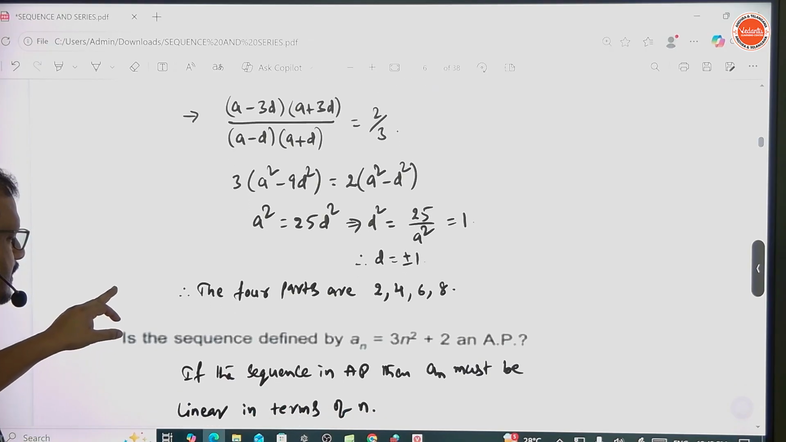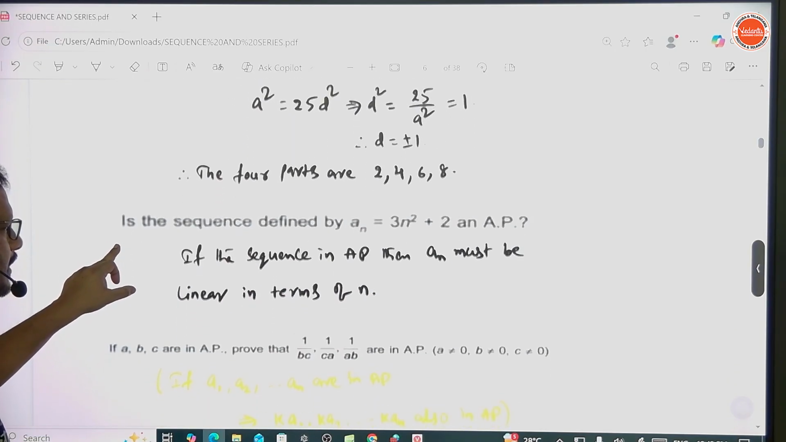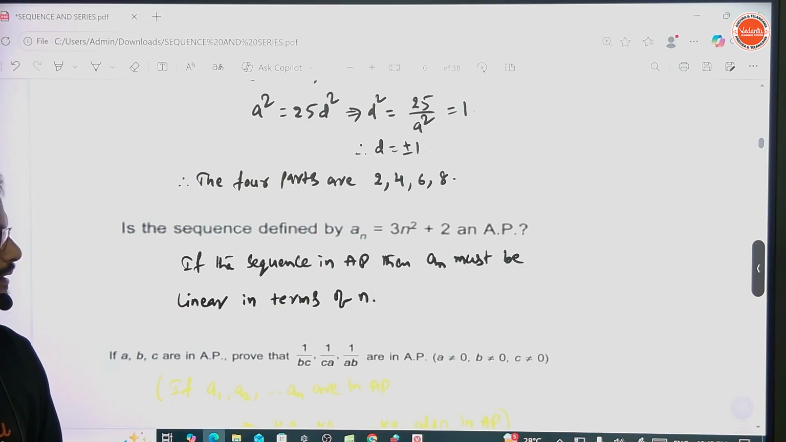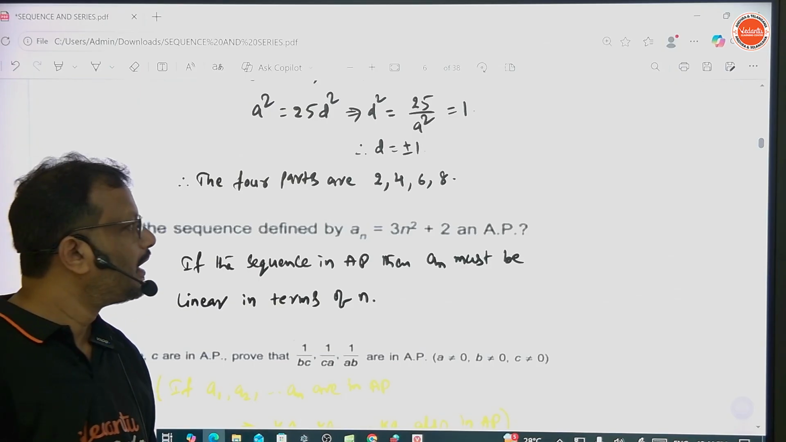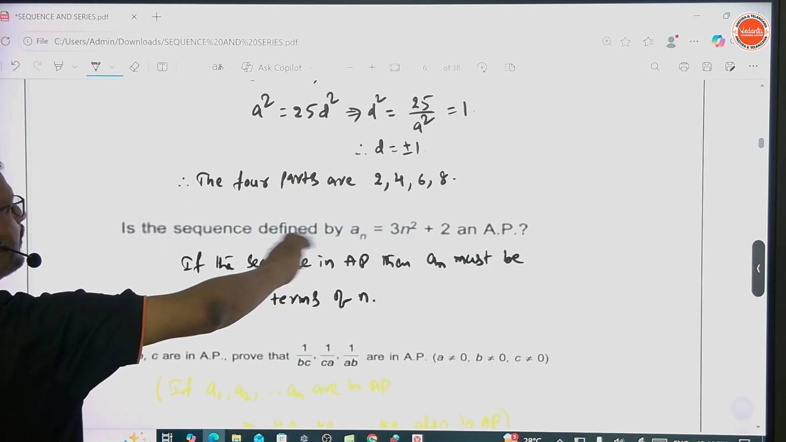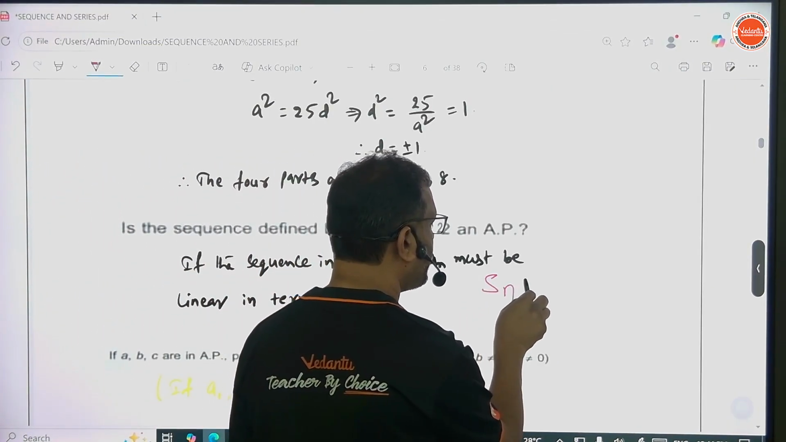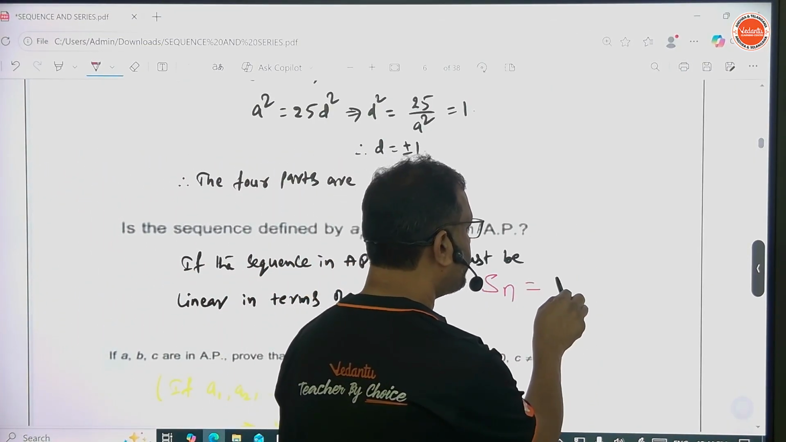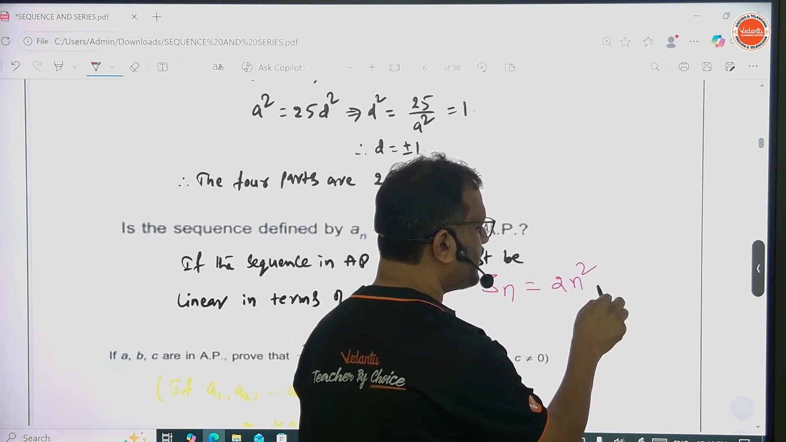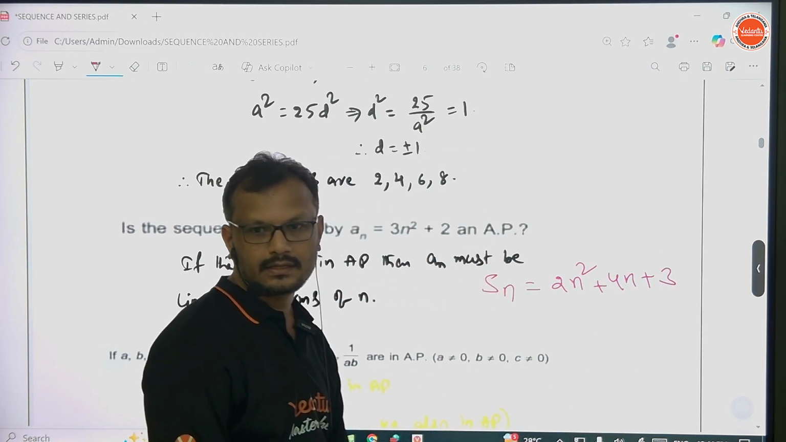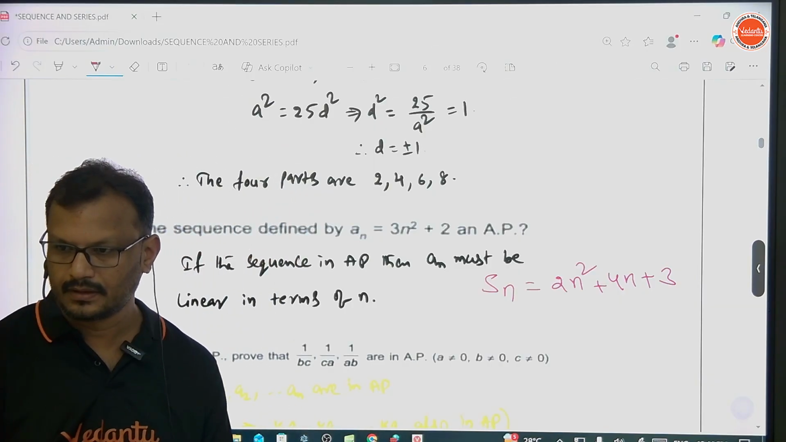If the sequence is in AP, then the nth term must be linear in terms of n. Otherwise, this is not an AP sequence. For example, I'll give Sn now. Suppose Sn equals some sequence like 2n squared plus 4n plus 3. For example, this is the sum of n terms of an AP.